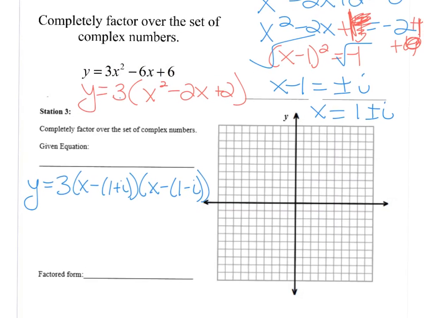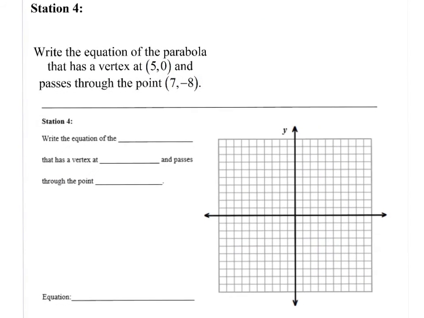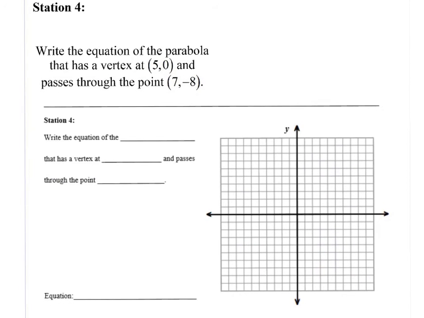Oh, factored form down here. Well, I wrote it up there. One of my graphs. 4. Write the equation of the parabola that has the vertex of (5, 0) and passes through the point (7, -8).